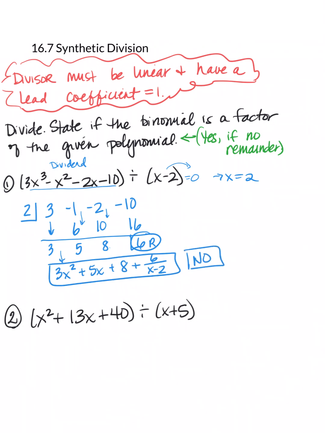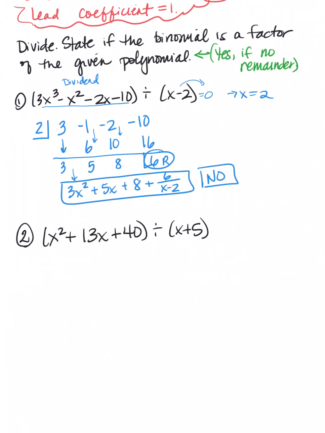Look at number 2. Let's try it again. All right, remember this part over here that goes on the right side is going to be what happens when you put this equal to 0? Well, x will be -5. So that's what goes over here. Then I make sure everything's in descending power order, like 2, 1, 0. And then I take out the x's. So I will have a 1, a 13, and a 40.